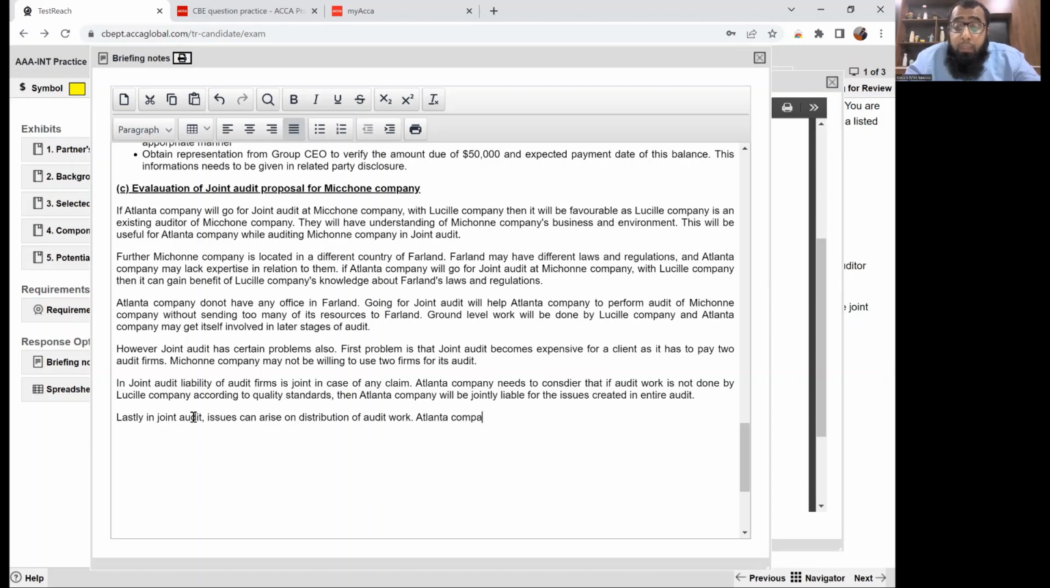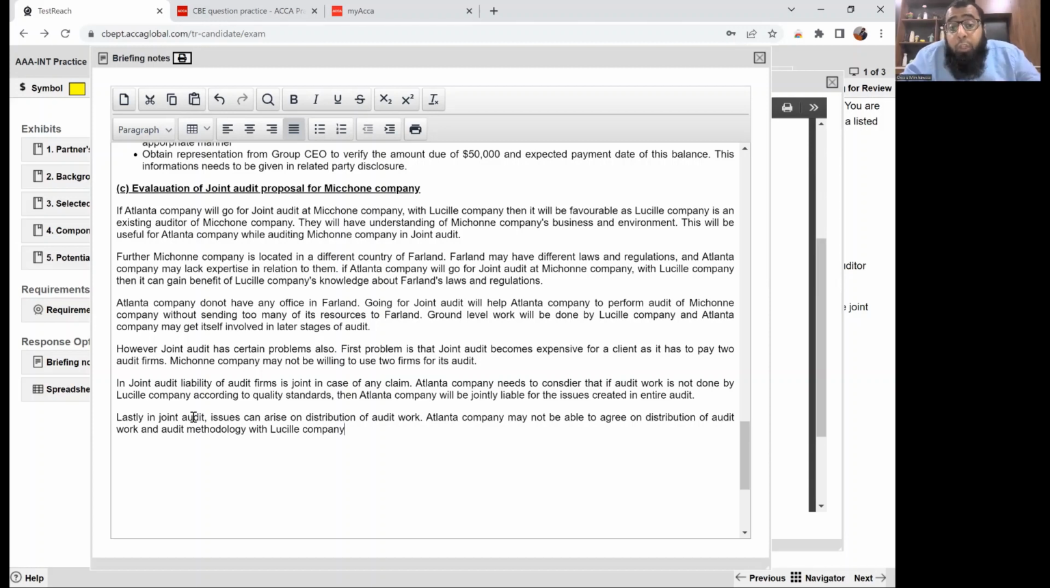Atlanta company may not be able to agree on distribution of audit work and audit methodology with Lucille company. Normally, this is the reason why the firms don't go for joint audit, because when they go for joint audit, who will decide who will do which work? And even if the other firm is doing a certain work, the liability is still shared.